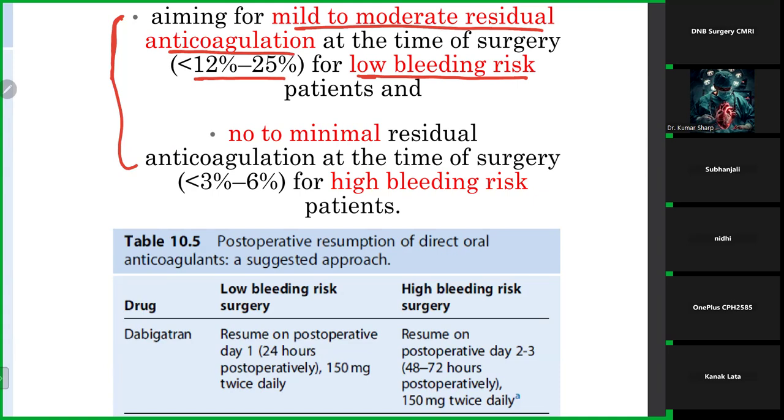I'm taking a patient for a low bleeding risk surgery and I have stopped the anticoagulant therapy. My aim is to get a mild to moderate residual anticoagulation at the time of surgery, 12 to 25% of the effect. If it was a high bleeding risk, I want no to minimal residual anticoagulation at the time of surgery, that is 3% to 6% of the effect.